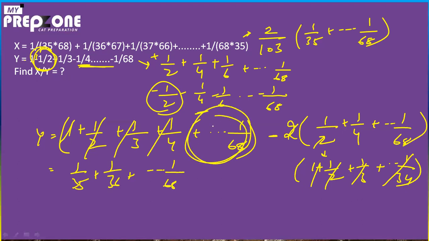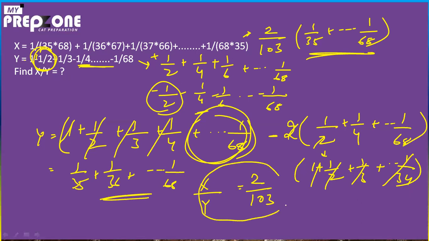I'm sure you all can very well visualize this. Now, if you see, X also had this 1 by 35 till 1 by 68 and Y also has this. Now my question becomes very easy. X by Y will be what? It will be 2 by 103. Is this clear? This was a very beautiful application of sequence and series.